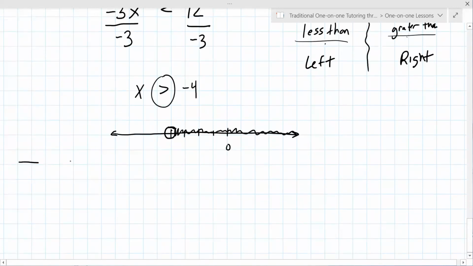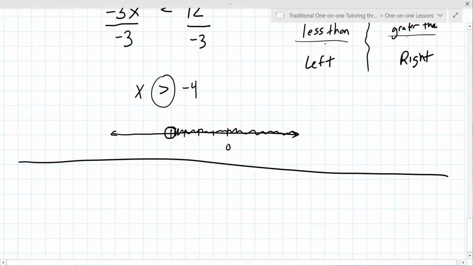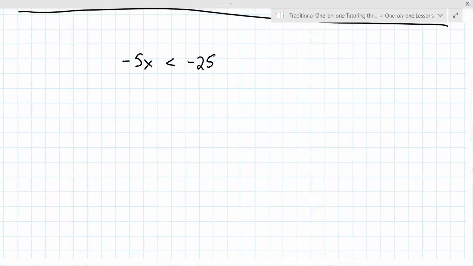All right, now you're going to solve one. -5x less than -25. So I want you to solve this and show me your solution on your paper, please. Okay.